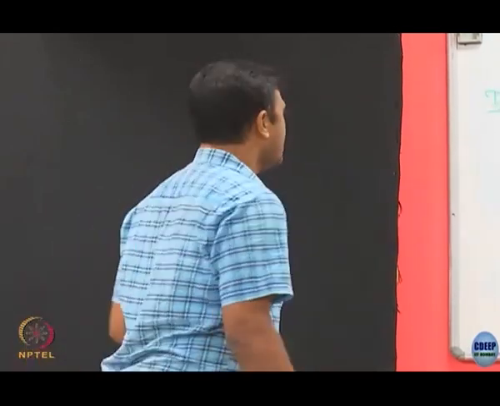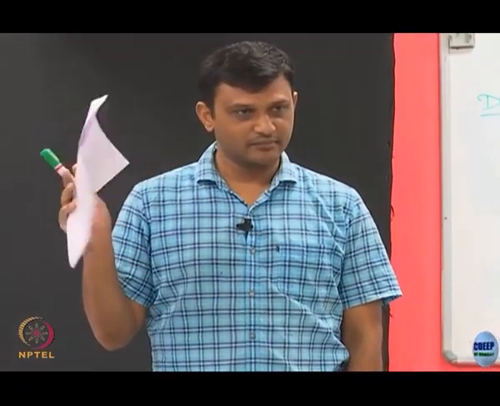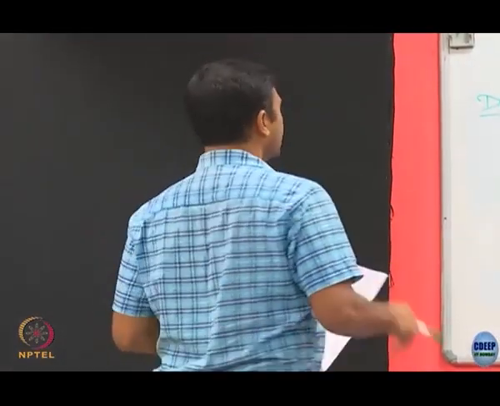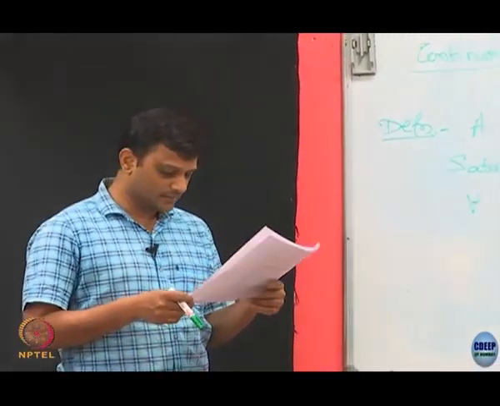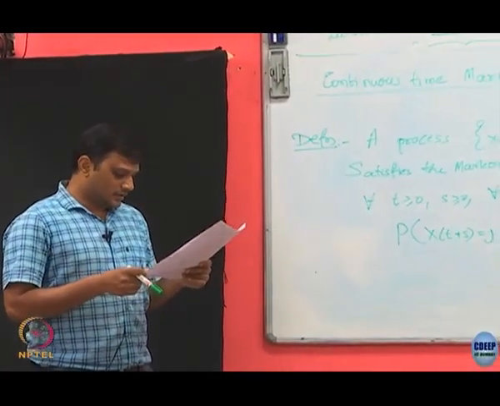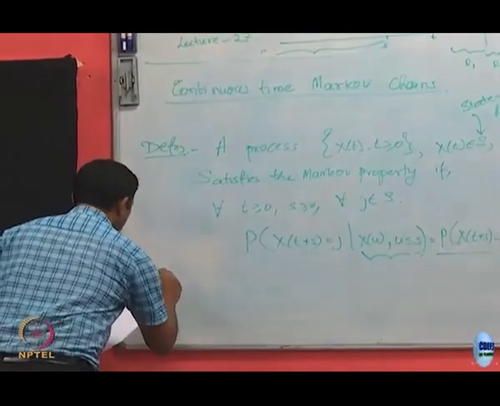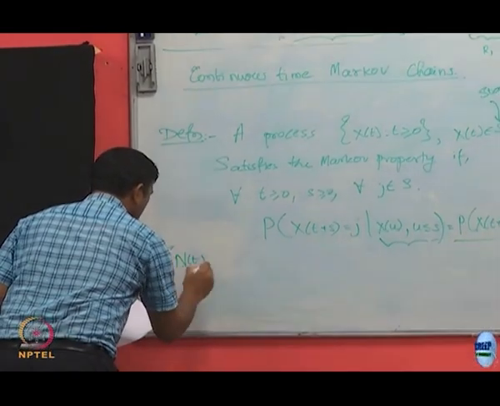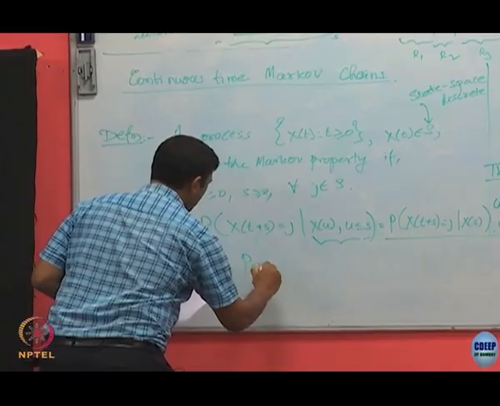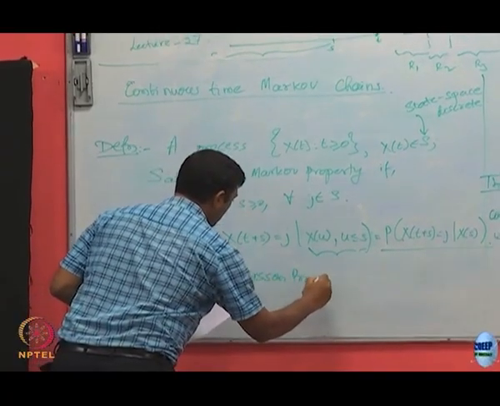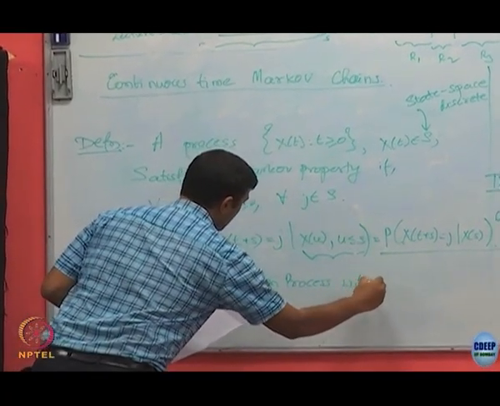Okay, fine. Let's say now this Poisson process is a CTMC. Poisson process is a continuous time random process. We want to see whether it satisfies this definition. Let's say N(t) is a Poisson process with rate lambda.